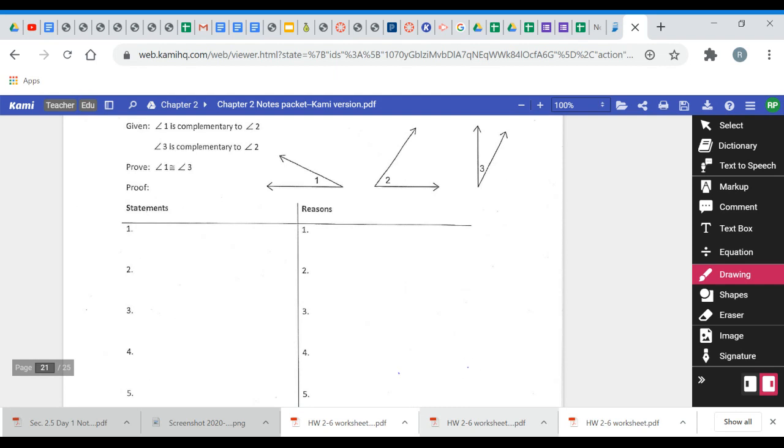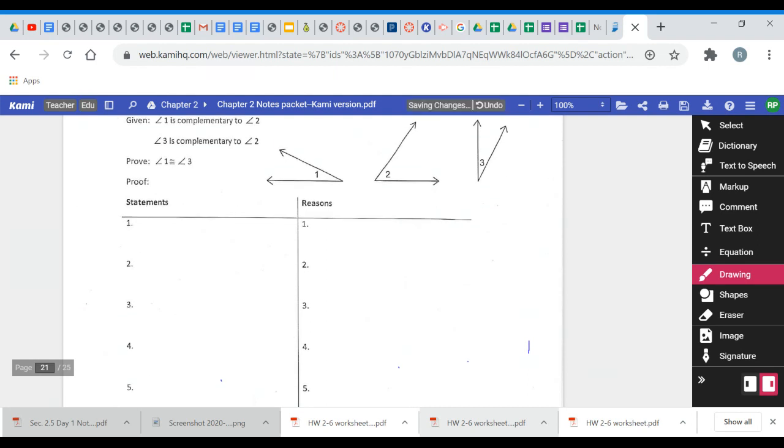So, okay, so in this case, I'm going to get my given stuff in there first. I'm going to say angle 1 is complementary to angle 2, and I can say angle 3 is complementary to angle 2. And that is my given information.